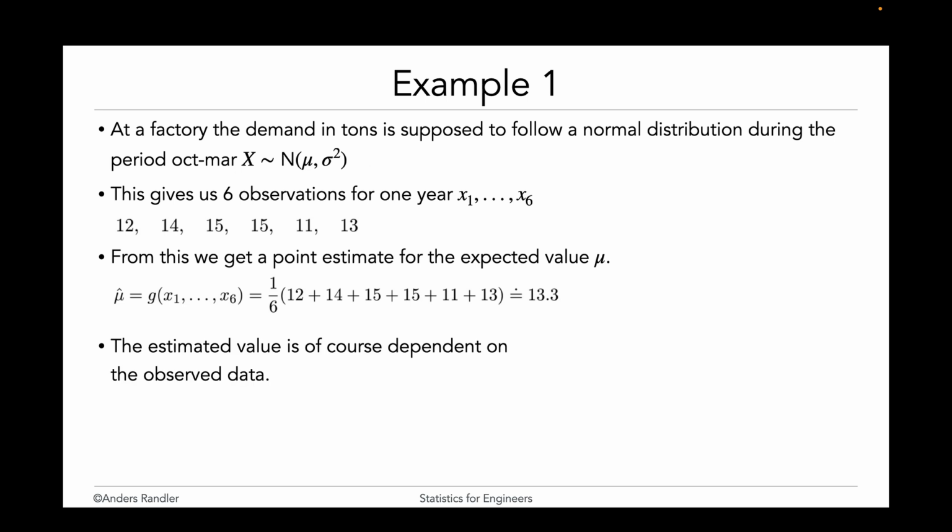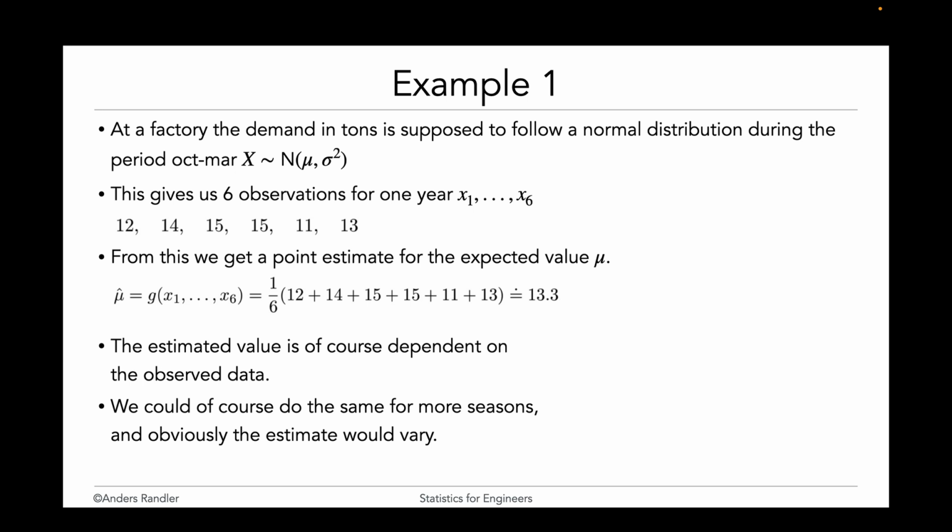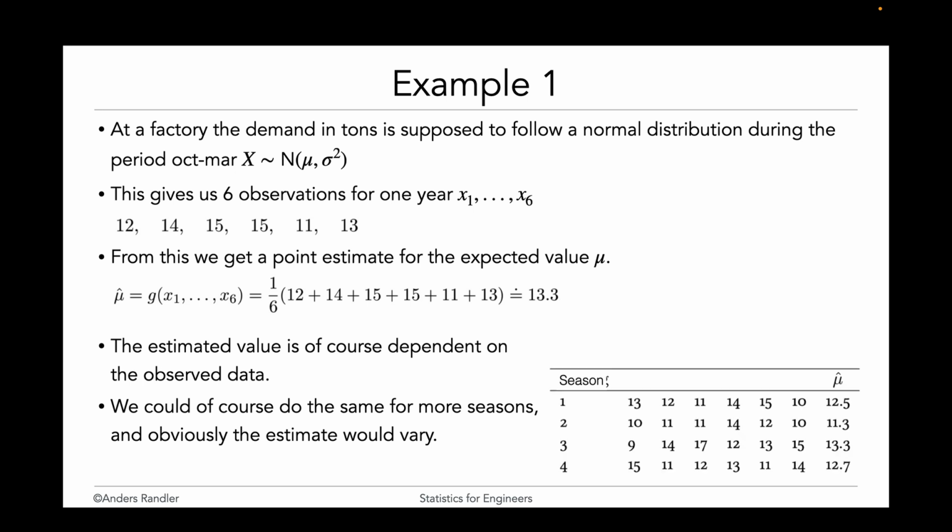And in this case, it's obvious that the estimated value is dependent on the observed data. We could, of course, do the same for more seasons, and obviously the estimate would then vary. I mean, that's kind of basic, isn't it? So if this is the first season, second season, third season, fourth season, and we have different values all over, of course they will be somewhere around the same value because that's the same kind of factory with the same kind of production. But the mean value, hence the estimate, will then vary over time. And that's exactly what we mean by the fact that this is some kind of random variable that is varying.